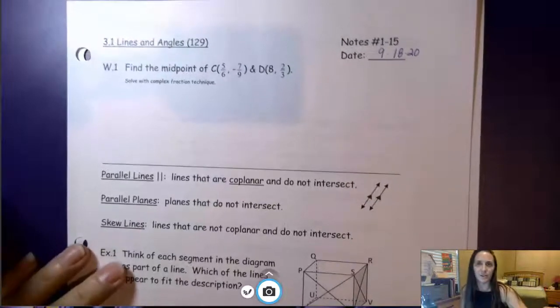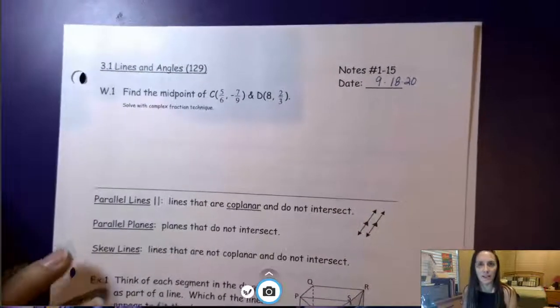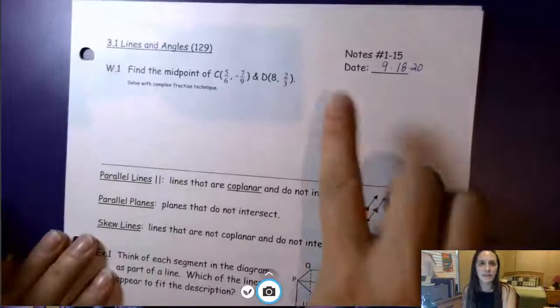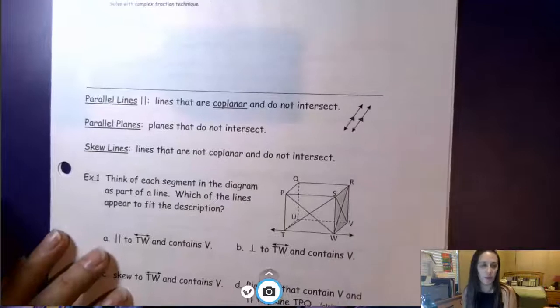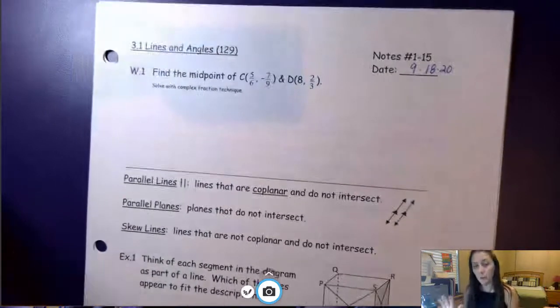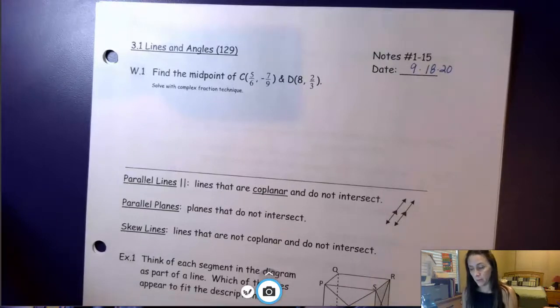Hi, we are going to do 3-1 notes today, lines and angles. It is the 15th set of notes and it's on page 40 in your note guide. So we have a warm-up today and it is midpoint, which we've done a few times. We've done a lot of midpoints.